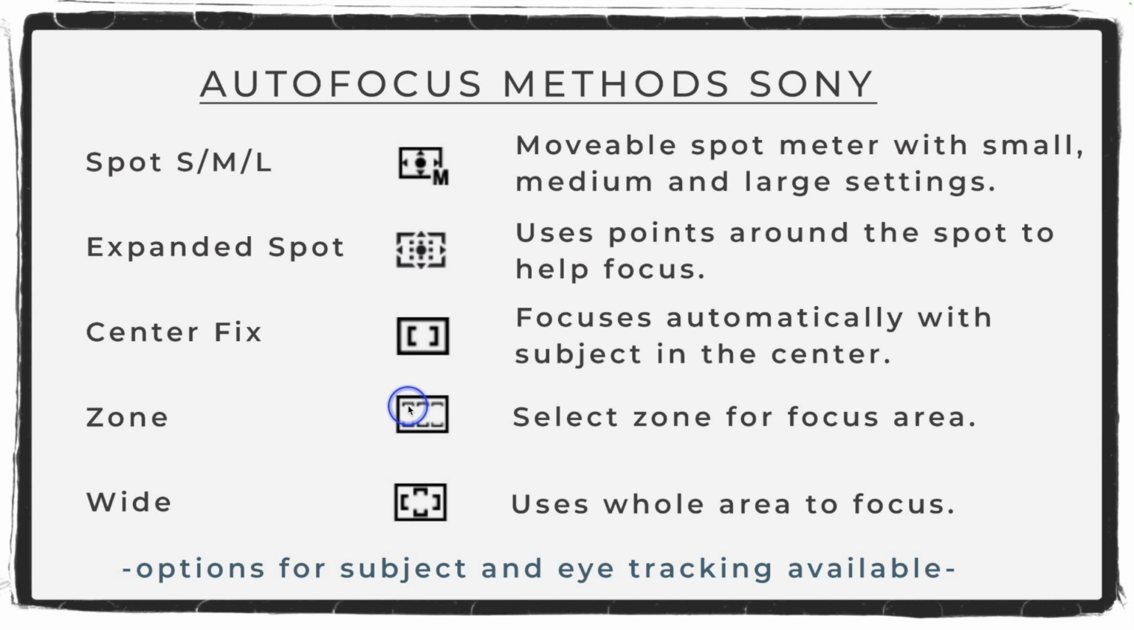We have zones, meaning you can be in this zone, the center zone, or the right zone. We have wide, which uses the whole area of the frame. And there's also, just like everything else, options for subject and eye tracking available. Now look, Sony has that it recognizes planes and cars and all kinds of other crazy things. Basically, I use subject and eye, but they do have other options. But they just have some basic modes, which I think is great. You don't need that many. And then you have the expanded ability to do subject tracking and eye tracking as well.